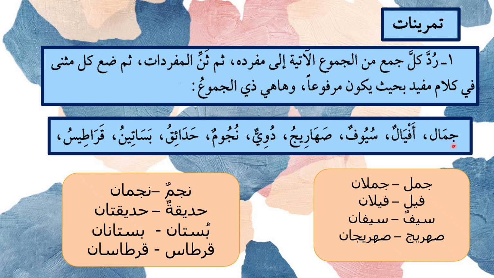So let's do this. I have done a few. Jamal, so this is singular and the dual is jamalan. Likewise, fil is the singular and filan. Saif, saifan. Sahrij, sahrijan. Then najm, najman. And then hadiqa, hadiqatan. In this case, hadiqa is a feminine noun, so it has a ta marbuta at the end, and when you make a dual noun, you just need to open up this ta marbuta, make it into a normal ta, then add alif wa noon at the end.